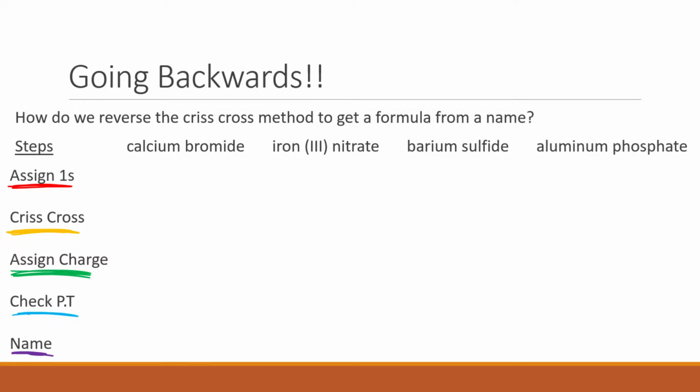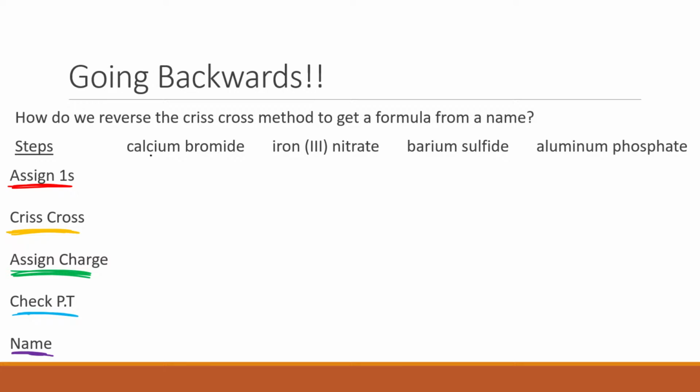On the screen in front of us, we have the exact steps of the crisscross method exactly as we've been using them throughout the last couple of videos. First we assign our ones, then we crisscross. First ion is always positive, second ion is always negative. Then we check our periodic table, and finally we get the name.